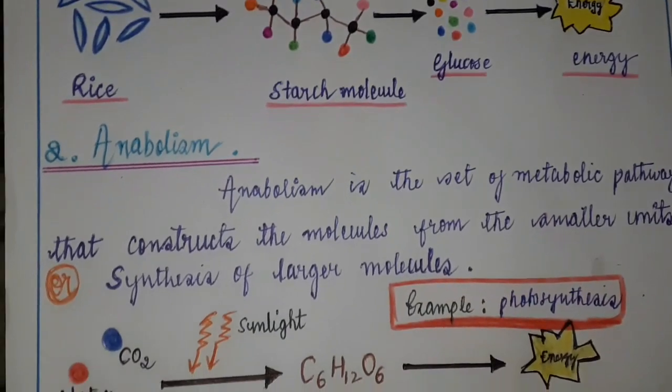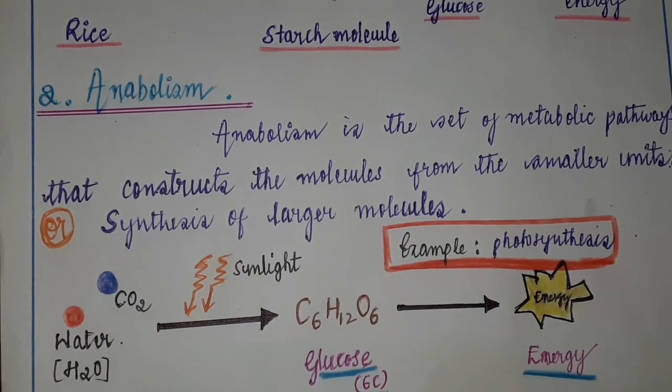So let's move to the second one, that is anabolism. Anabolism is the opposite scenario of catabolism. Anabolism is a set of metabolic pathways that constructs molecules from smaller units. So what is happening here? Smaller units are constructing the larger molecule, right? In other words, we can say this is synthesis of larger molecules.